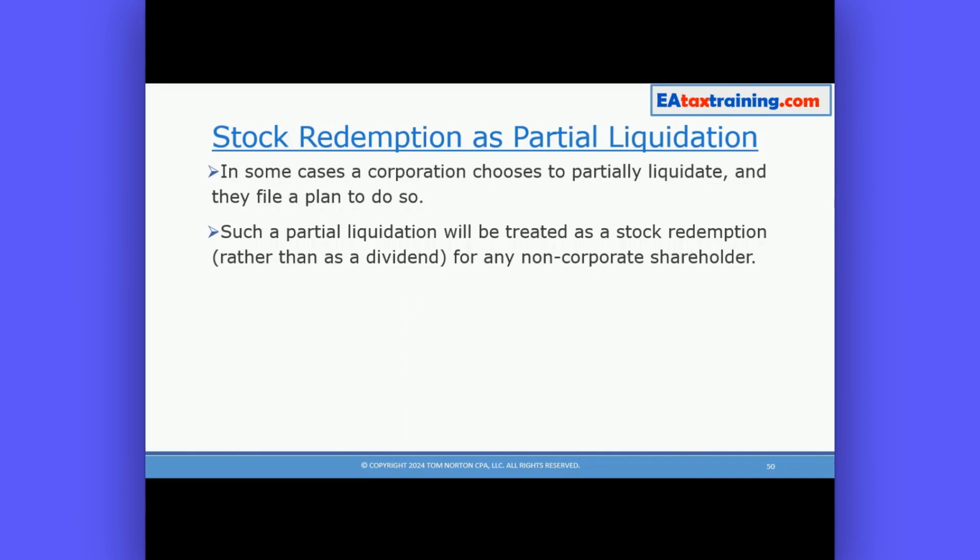So this type of partial liquidation will simply be treated as a regular stock redemption rather than as a dividend for all non-corporate shareholders. So if the shareholder is another corporation, that will be considered a dividend. But if the shareholder is not a corporation, it will be treated like any other stock redemption, and then that shareholder will have a capital gain or loss upon that redemption.